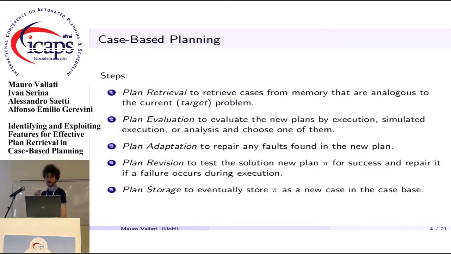Now, let me just go quickly through the case-based planning process. So the first step is the plan retrieval, which is the one on which we are focusing today. The idea is that you have a target problem, you check your case base, and you identify problems which are similar. From these problems, you take the plans and you evaluate them in order to identify the single plan that you will then adapt to solve your target problem. And the fourth step is plan revision, in which you are actually testing that the adapted plan is really solving your target problem. And finally, you can store the new couple problem-plan into your case base.